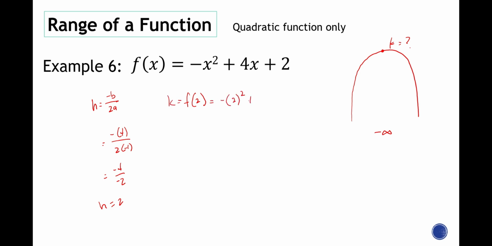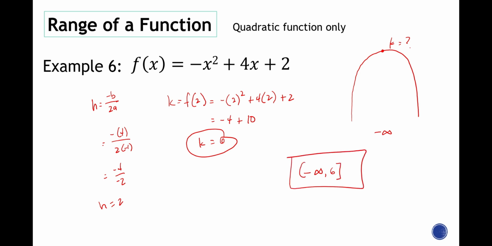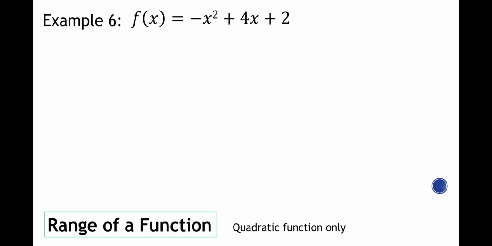So negative 2 squared plus 4 times 2 plus 2. So 2 squared is 4. There's a negative sign. Negative 4 plus 8 is 4, plus 2 is 6. So our k is 6. There you go. This one opens downward, so we will start with negative infinity up to that number k, which is 6. That's the range. Okay? Let's go to the next one.